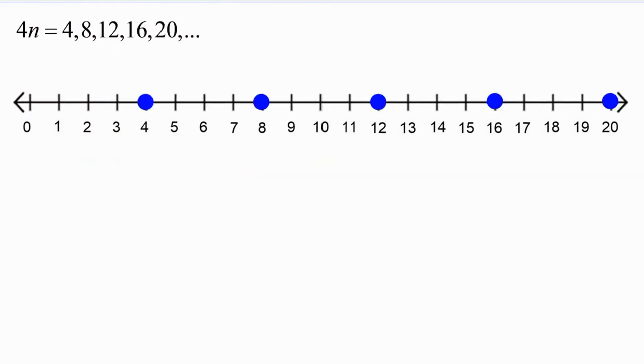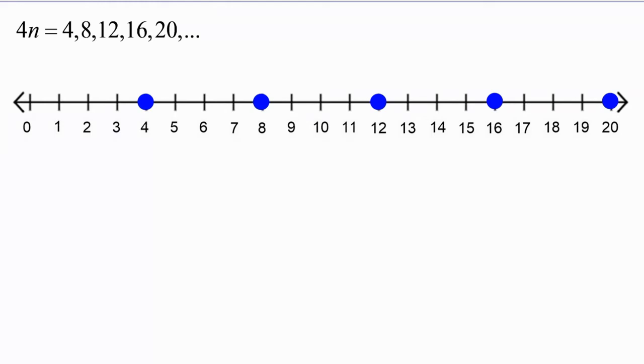And that's basically all there is to figuring out what the expression is for any arithmetic sequence: figure out what you are counting by and whether it is shifted up or shifted down from where it started. So again, here's the 4n sequence, same stuff. All of these numbers are 4 numbers apart.